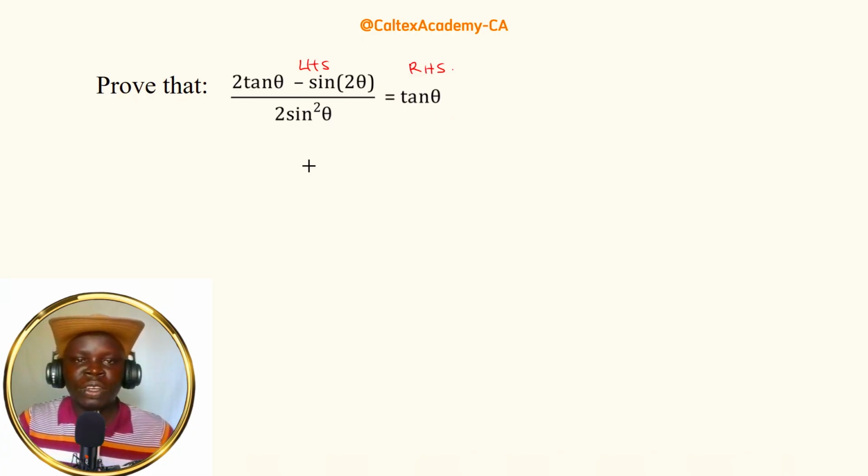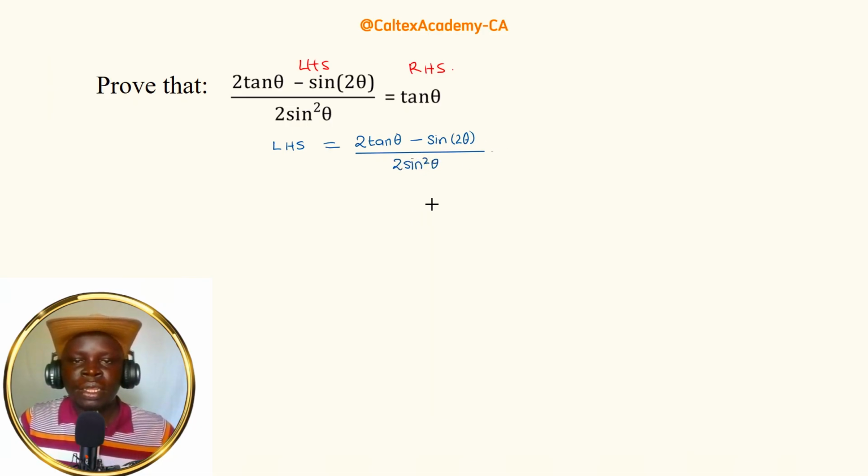So firstly, we need to select the side we're working on, to tell the examiner that we're working on the left hand side. This is equivalent to, then we copy our left hand side, where we have twice tan of the angle theta minus sine of the double angle twice theta, and we divide this by the denominator, and our denominator is twice sine square theta.